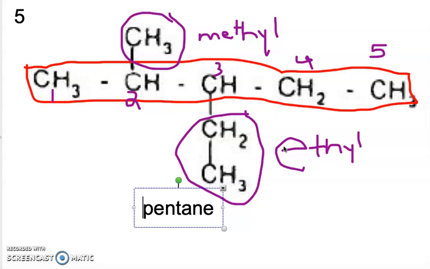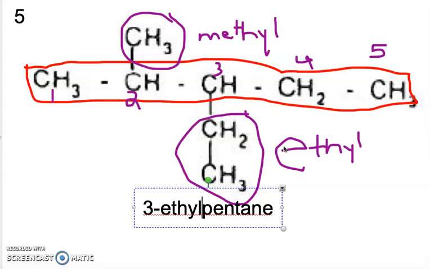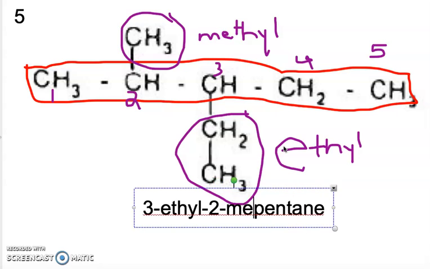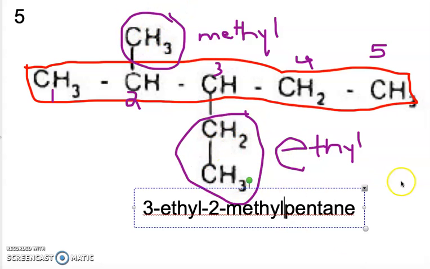So because that ethyl was at carbon 3, we're going to go 3-ethyl. Okay, then we need to put in that 2-methyl. So again, because we're going to put a number, we need to put a dash: -2-methyl. Okay, then right into the pentane. So a 3-ethyl, a 2-methyl pentane. Okay, in the name, alphabetical order.